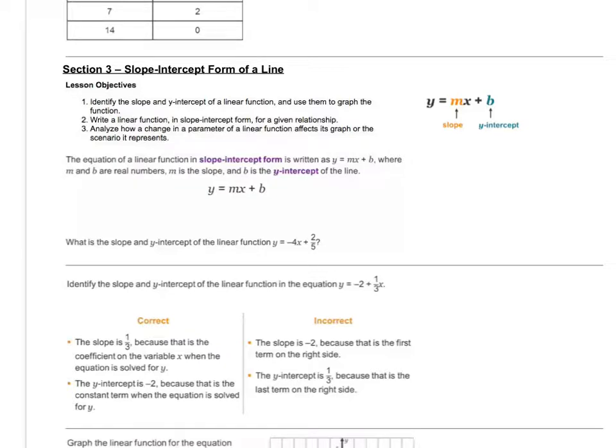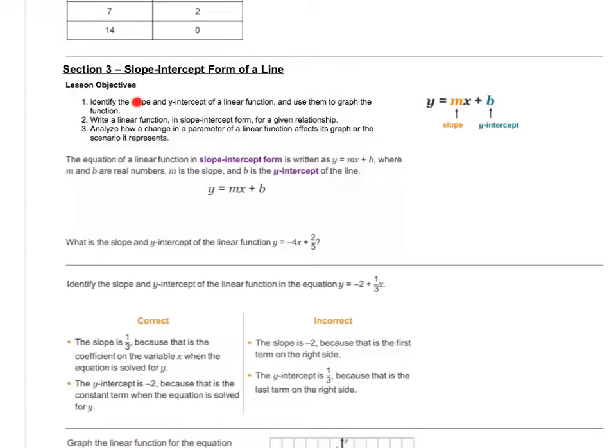This is the third installment of Section 2, thus we call it Section 3, the slope-intercept form of a line. This is a very important section because we're going to use this a lot. This is one of those things that we really want you leaving high school knowing, the slope-intercept form of a line.